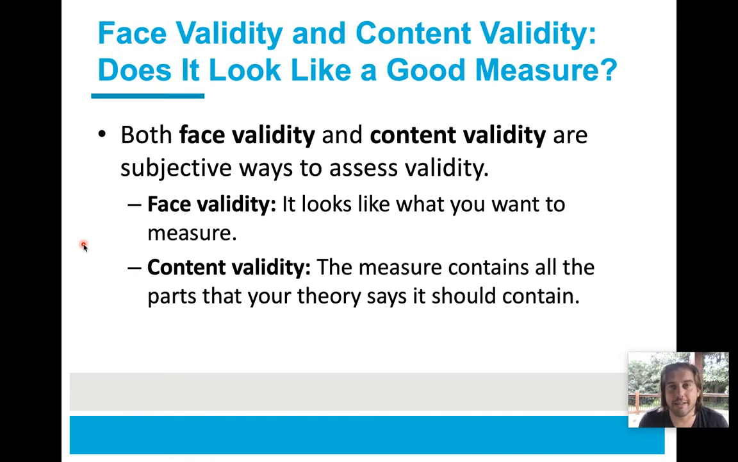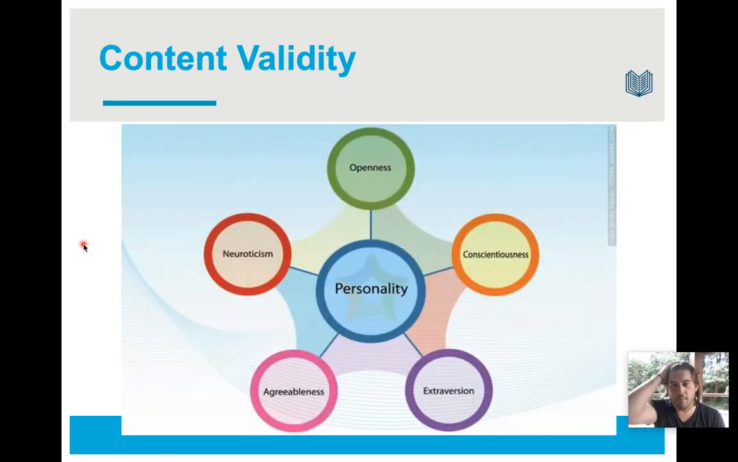Second is content validity. So this is the idea that your measurement should contain all of the parts of your theory that you say it should contain. That seems difficult to conceptualize, but let me give you a nice concrete example.